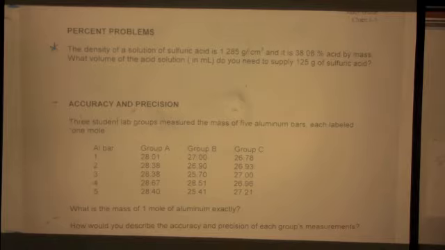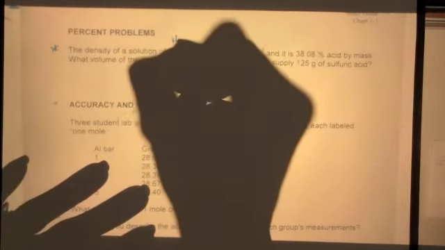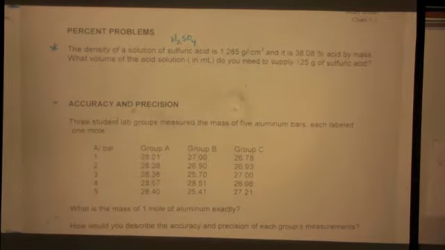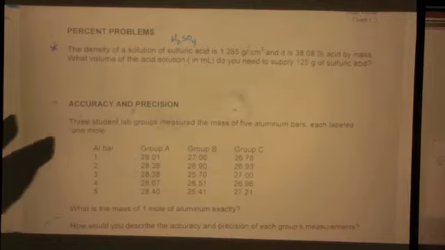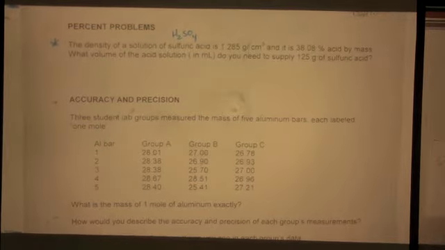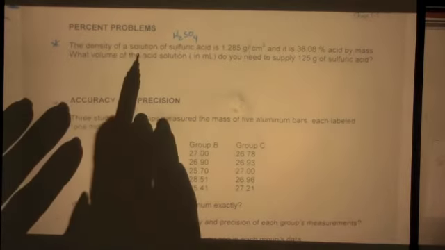acid by mass. What volume of the acid solution in milliliters will you need to supply 125 grams of sulfuric acid? Anybody remember what the formula for sulfuric acid is? Yeah, it's H2SO4. All right, you don't really need to know that for this problem, but it's always good to review our chemical formulas. The density of a solution.